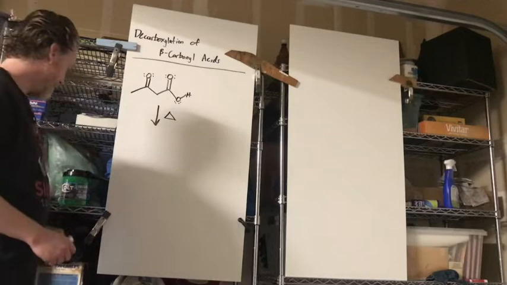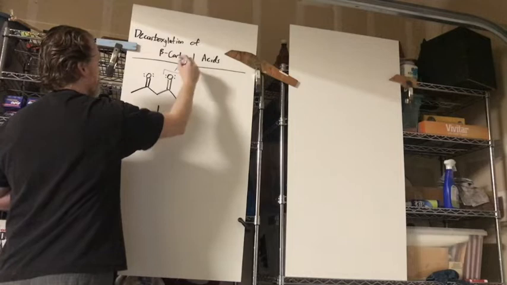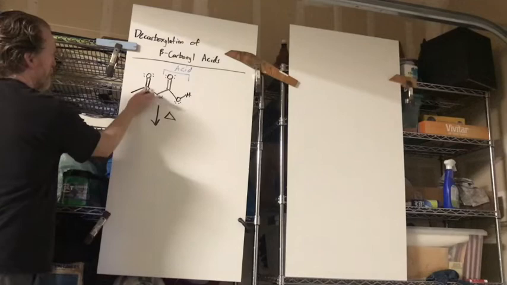So, decarboxylation of a beta carbonyl acid. Here's what we're talking about. We got our carboxylic acid here, right? And then there's our alpha carbon and our beta carbon. So for this particular molecule, it's a beta keto acid.